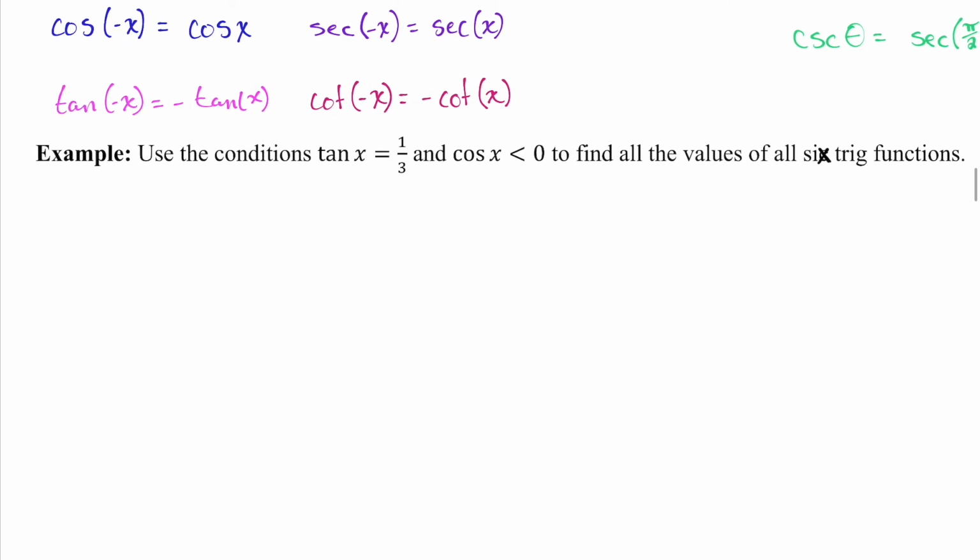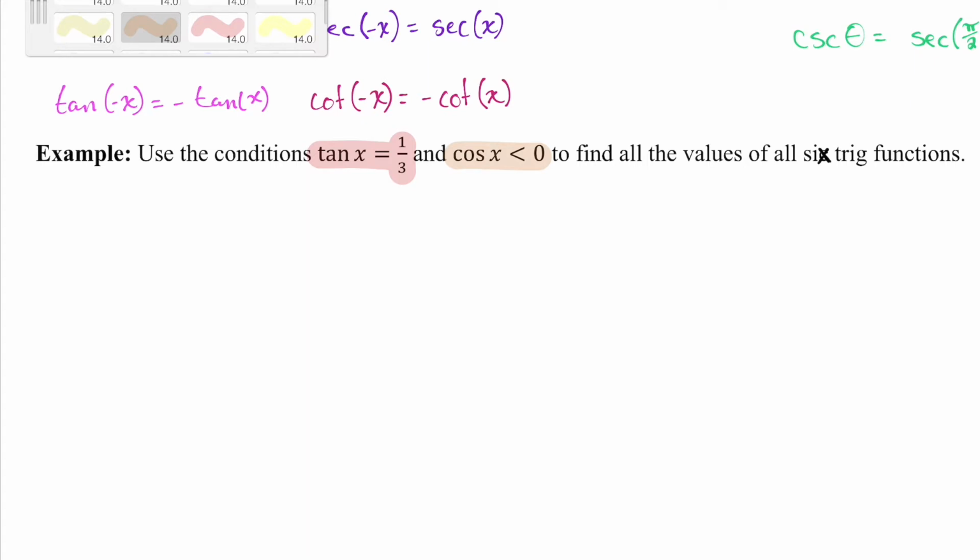So this first example, we're going to be using the conditions. They tell us our tangent is equal to 1/3 and that our cosine is negative. And they want us to find the values of all 6 trig functions. I did have a typo there earlier.